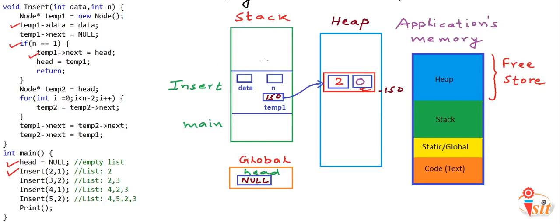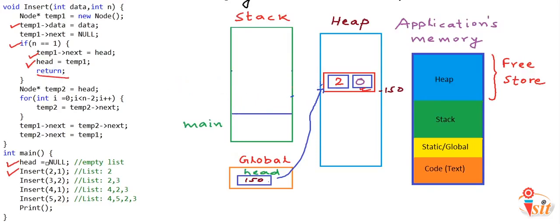And now we are saying head is equal to temp1. So head now points to this because it stores address 150 like temp1. And in this first call to insert, after this we will return. So the execution of insert will finish, and now the control returns to the main method.